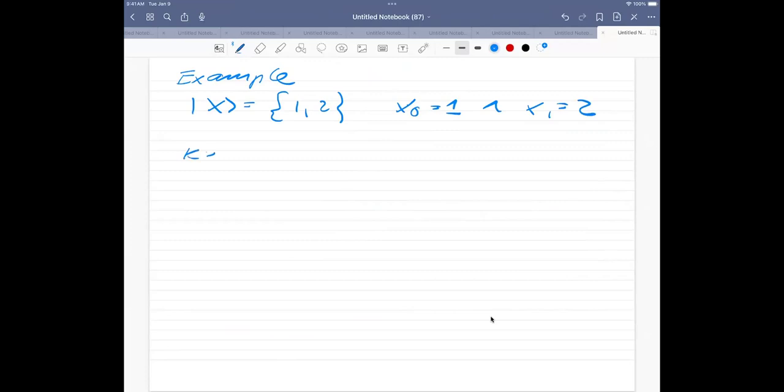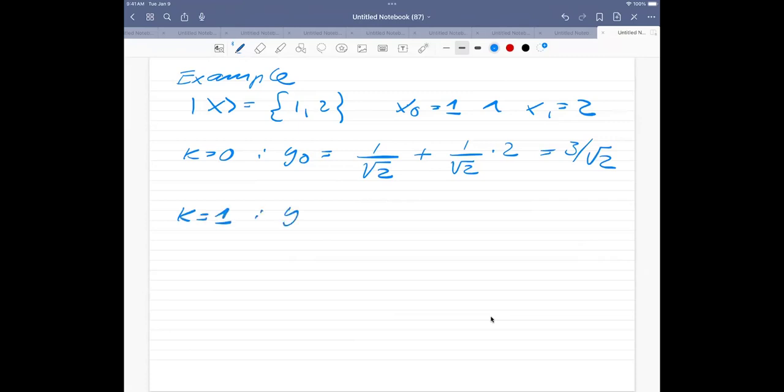If I then look at the y values, I would then have y0, which is simply 1 over square root of 2 plus 1 over square root of 2 multiplied by 2. And that's obviously 3 over square root of 2. And similarly, for k equal to 1, I get the next term, which is y1, which is simply 1 divided by square root of 2 plus 2 divided by square root of 2 times e to the i pi, which is minus 1. So when I bring everything together, this gives me minus 1 over square root of 2.